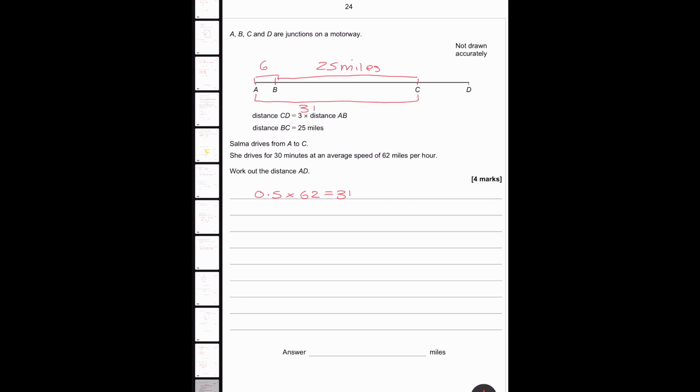We then know that C to D is 3 times as long as A to B, so 3 times 6 is 18. This means that C to D is 18 miles. The question is asking us to work out the total distance. We know that A to C is 31 miles and C to D is 18, so we can add these together to get a total distance of 49 miles.